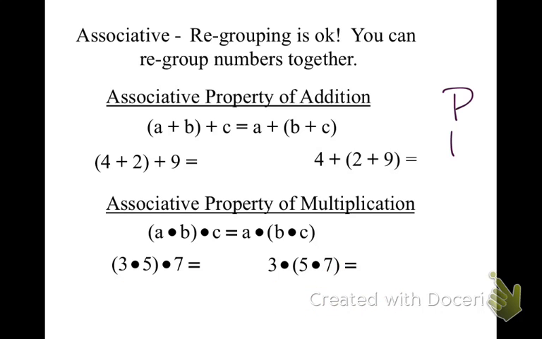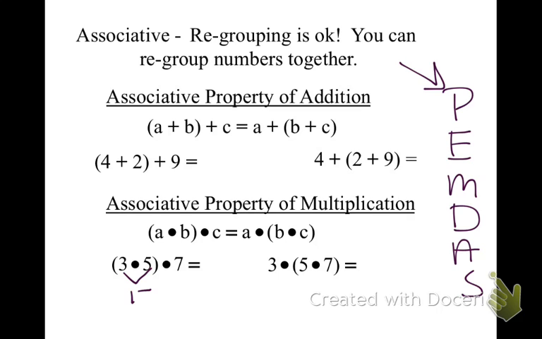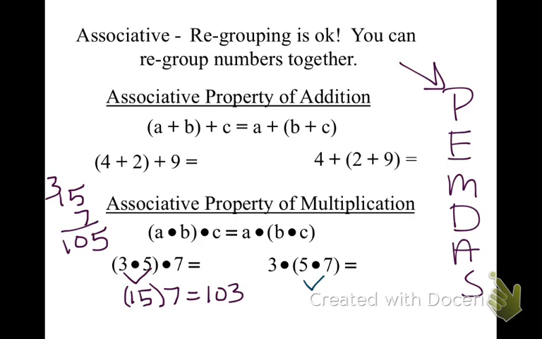Once again, don't forget your PEMDAS. With our PEMDAS, we have to do our parentheses first. So 3 times 5 is 15. I'm multiplying that by 7. So let's see, 15 times 7 gives me 105. Now, let's do my other one. I have 5 times 7, which is 35. Multiplying that by 3. Let's see, what's 35 times 3? 35 times 3 gives me 105 as well.